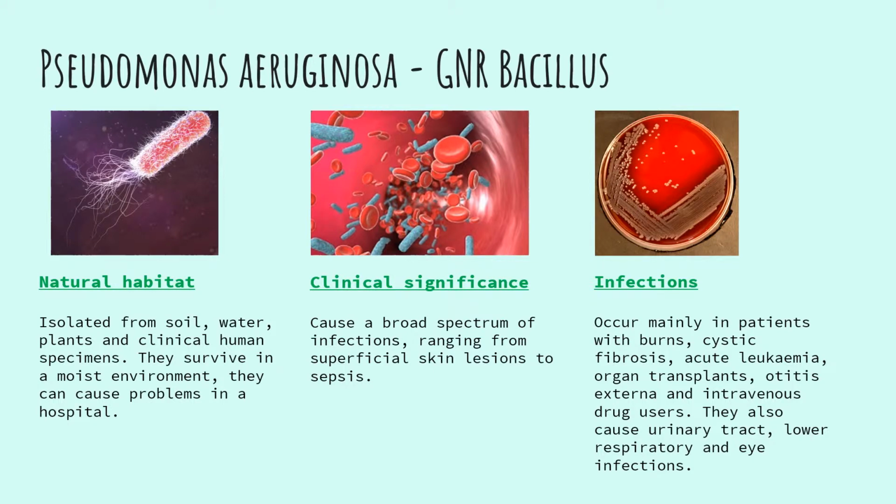Pseudomonas aeruginosa is the most important pathogen of the genus Pseudomonas. They cause a broad spectrum of infections ranging from superficial skin lesions to sepsis. Infections occur mainly in patients with burns, cystic fibrosis, acute leukemia, organ transplant, otitis externa, and intravenous drug users. They also cause urinary tract, lower respiratory, and eye infections.